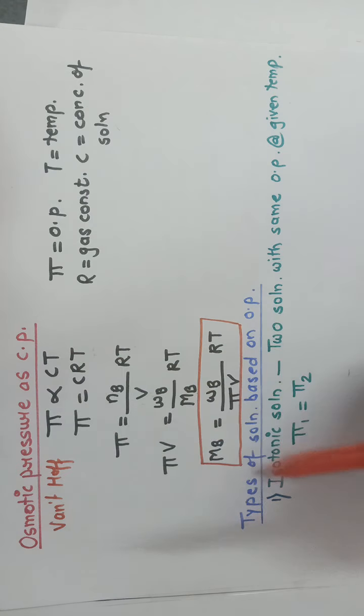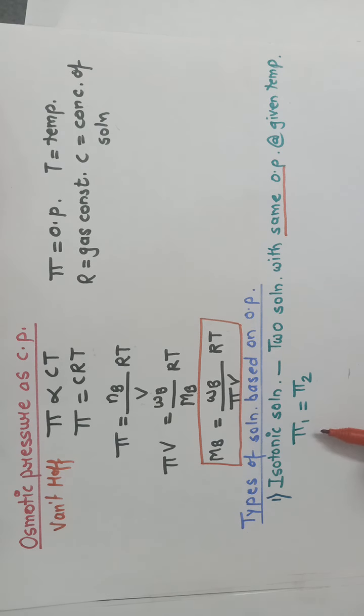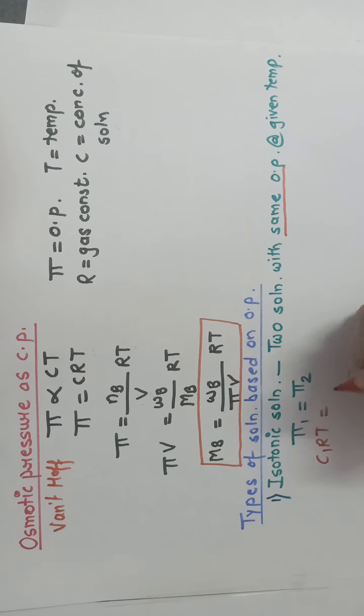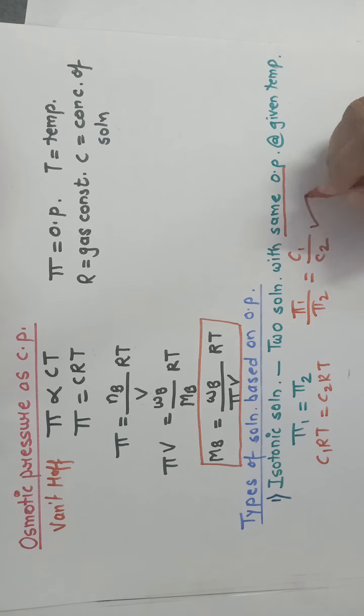Now depending on osmotic pressure, there are three types of solutions. The first one is isotonic solution. Isotonic solution means two solutions which have the same osmotic pressure. I can say pi 1 equals pi 2, or C1 RT equals C2 RT. If I take the ratio of these two, pi 1 upon pi 2 becomes equal to C1 upon C2, as RT being constant gets cancelled out. Again, this is the formula based on which you have a lot of numericals.